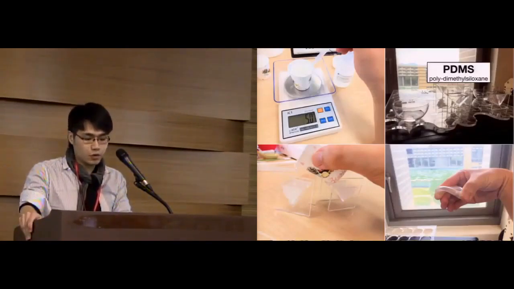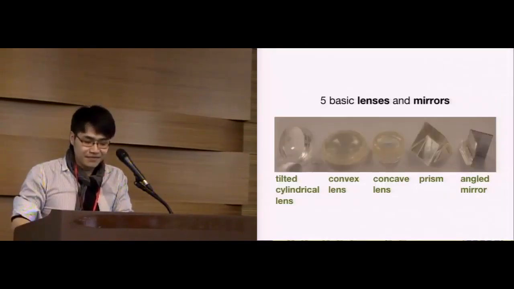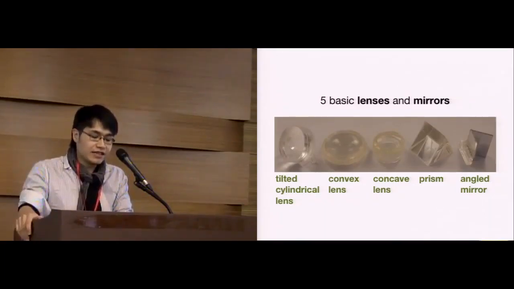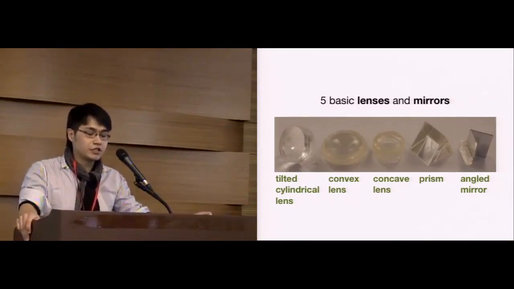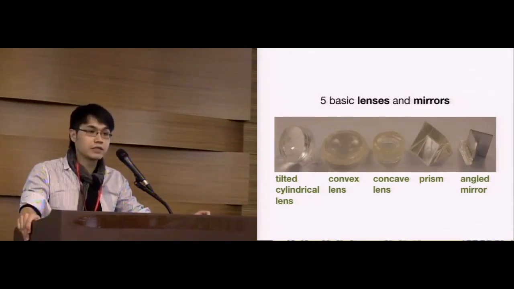Therefore, we explore the use of lens and mirrors by molding acrylic and PDMS. By the way, PDMS is the material of making disposable contact lens. So, after analyzing the affordance and optical illusions, we identify a set of 5 basic lenses and mirrors to be the most useful.